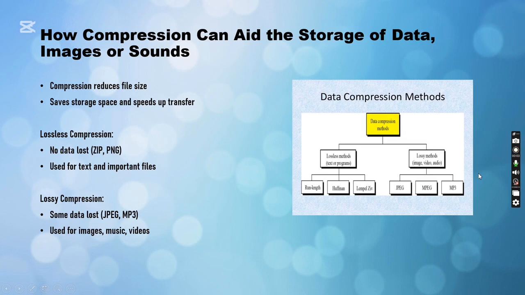How compression can aid the storage of data, images or sounds. Compression reduces file size, saves storage space and speeds up transfer. Lossless compression: no data lost. ZIP, PNG. Used for text and important files. Lossy compression: some data lost. JPEG, MP3. Used for images, music, videos.